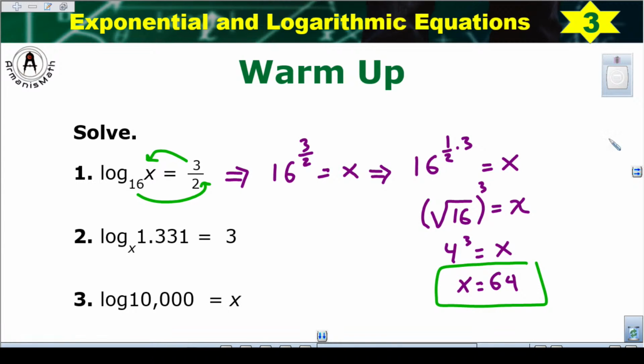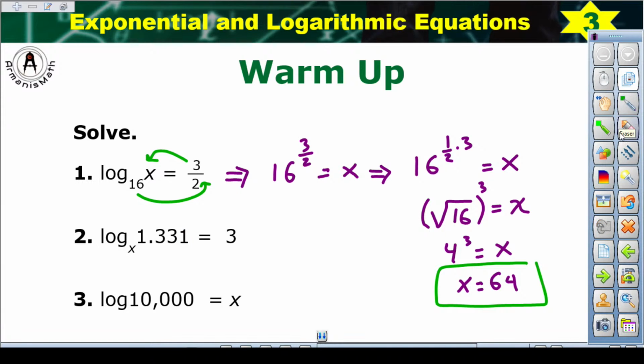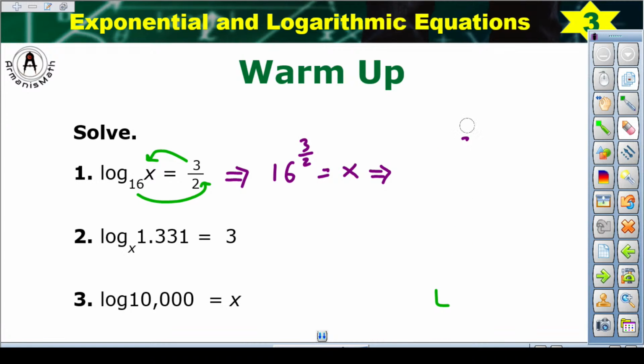Okay. I'm going to move on to the second one. I need to erase, obviously, the work here, but I'm going to move on to the second one. What do you think I'm doing here? I'm going to have x raised to the 3rd equals this amount here, which is going to require us to do something. So the first one is 64.